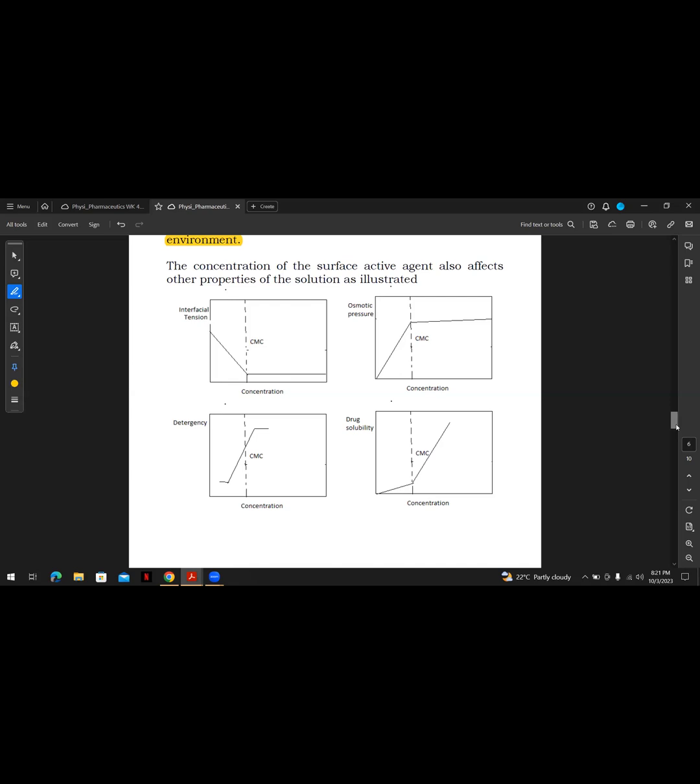So osmotic pressure, on the other hand, goes increasing. So it's the opposite of the interfacial tension and the surface tension. Drug solubility will increase when you put the surfactants, and then detergency, I'm not sure what detergency is. Okay, so you can scroll.